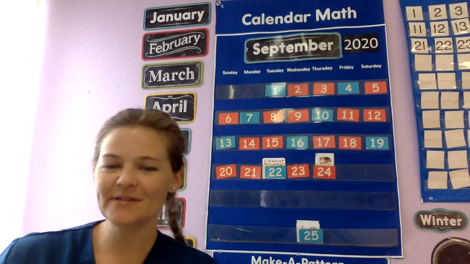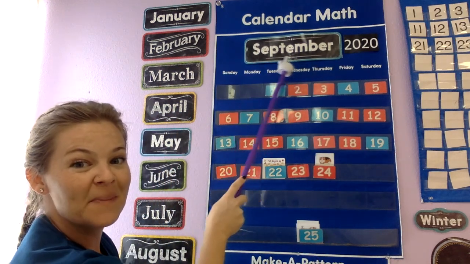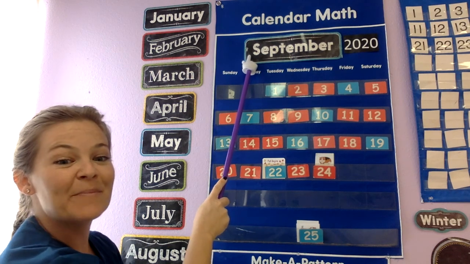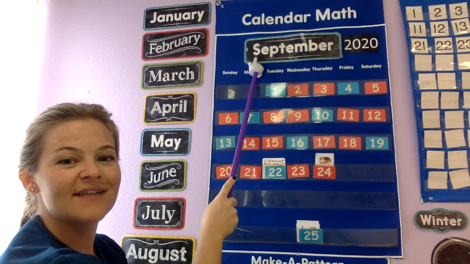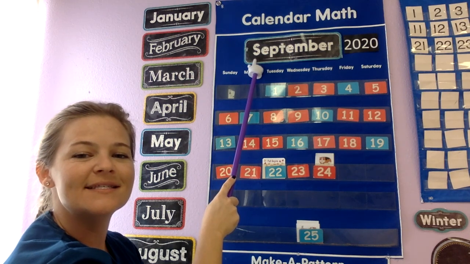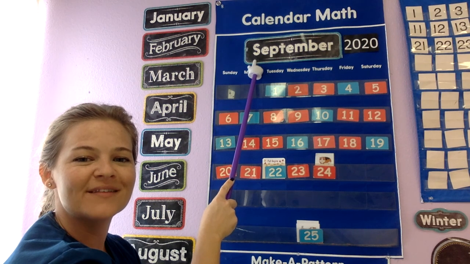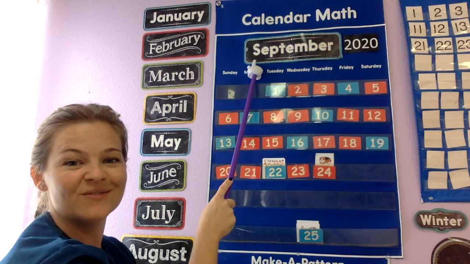Okay, let me get my pointer, and I'm pointing to the month. Do you remember what month it is? It's September. What letter does September start with? What letter is that? Yeah, it's an S. And what sound does September start with? September. It starts with an /s/ sound, right?